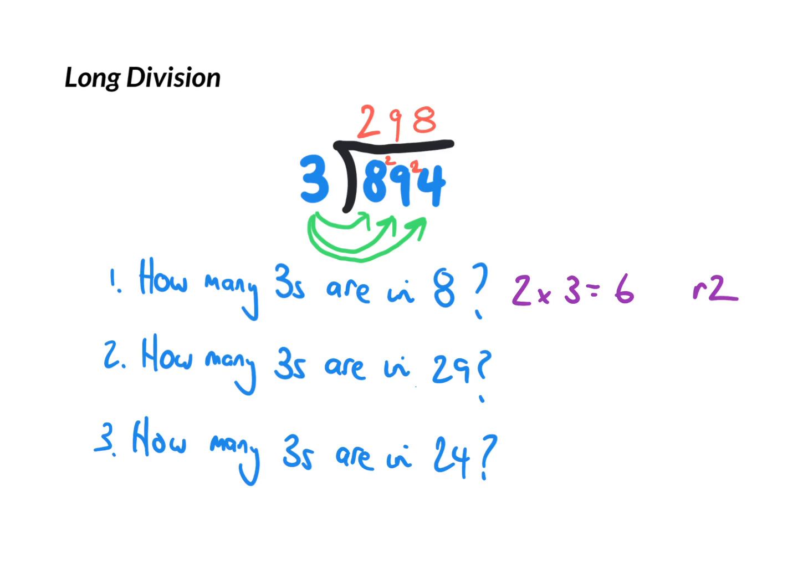And I say to myself, how many 3s are in 29? Well, I know that there are 9 3s in 29, because 9 times 3 equals 27. And then I have 2 left over to make my 29. I take those 2 left over and I put it into the ones column. And I say to myself, how many 3s are in 24? Well, I know that 8 times 3 is 24. So I have nothing left over. So I know that 894 divided by 3 is 298.